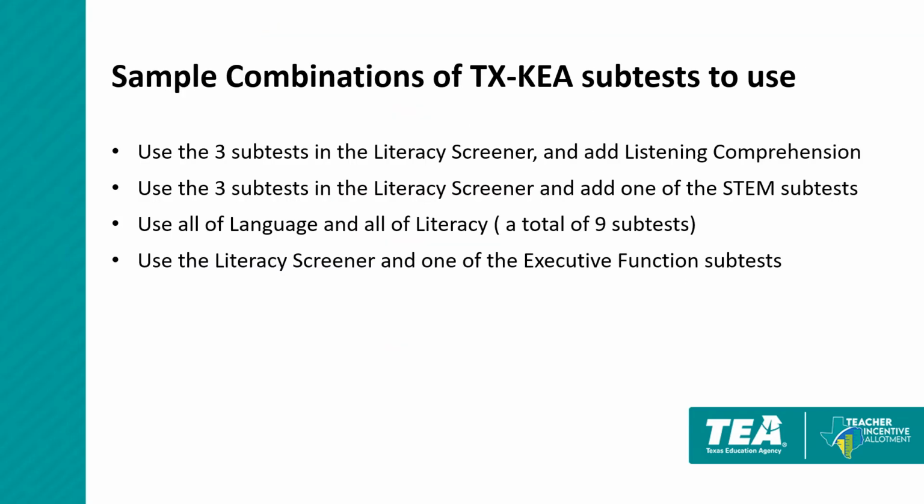Some possible combinations for tests and subtests that districts could use for purposes of TIA are listed below. One district chose to use the 3 subtests required for the literacy screener and add in the listening comprehension subtests. Another district chose to use the 3 subtests required for the literacy screen and also add in one of the STEM subtests. Another district chose to use all of the language tests and all of the literacy tests, which totals 9 tests in all. And yet another district decided to use the literacy screen and add in one of the executive function subtests. These are all just sample ways that a district could decide to combine possible TXT-KEA subtests to measure student growth in kindergarten for the purposes of TIA.